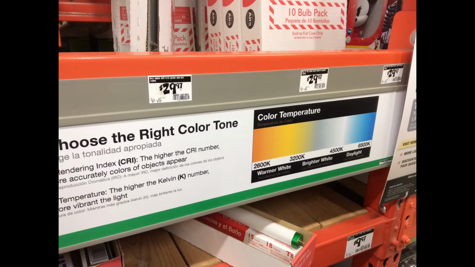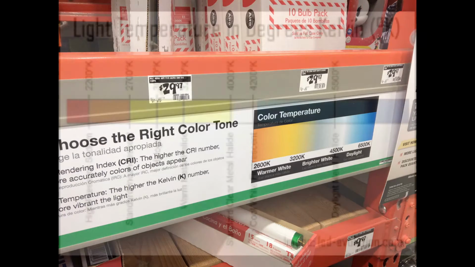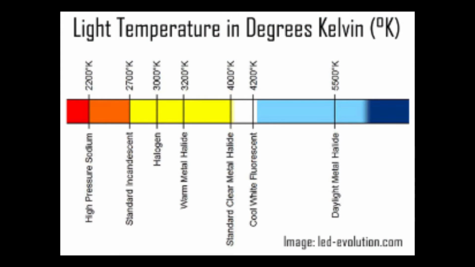Alrighty, now say you're going to the hardware store and you walk down the fluorescent light bulb aisle, and this is what you'll see. You'll see a sign that says choose the right color tone, and you'll see a picture that has colors of red, yellow, orange, white, and blue. What this picture scale is showing you is the temperature color that the fluorescent lights can give off. Okay, so let's look at this light temperature scale a little bit closer.